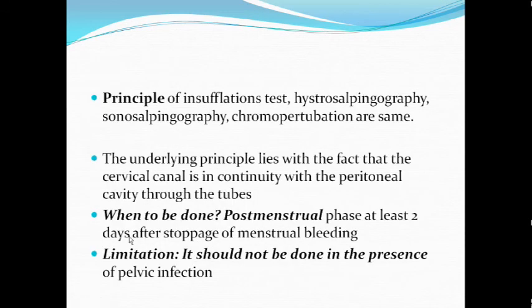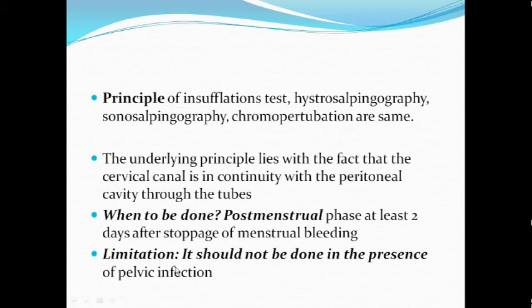When we talk about the insufflation test, HSG, sonohysterosalpingography and chromoperturbation, the principles are the same. The principle is that the cervical canal is in continuity with the peritoneal cavity through the tubes. So whatever substance we insert from the cervical canal will come out into the peritoneal cavity. This is the principle of this test.